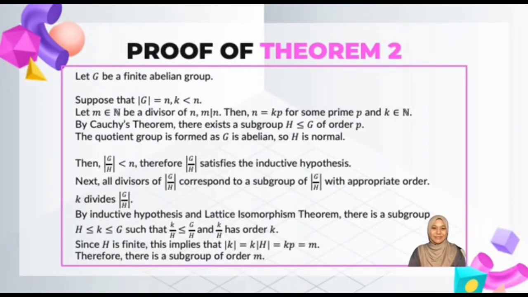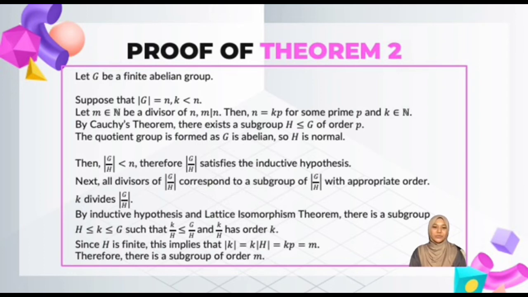Let G be a finite abelian group. Suppose that the order of G is equal to n, k less than n. Let m, an element of the natural numbers, be a divisor of n. Then n is equal to kp for some prime p and k an element of the natural numbers. By Cauchy's theorem, there exists a subgroup H less than or equal to G of order p.